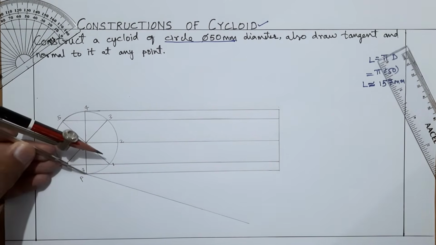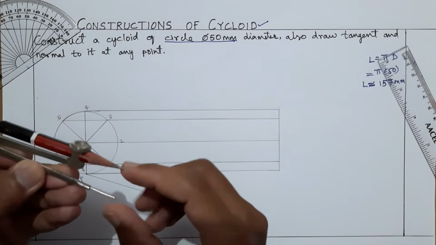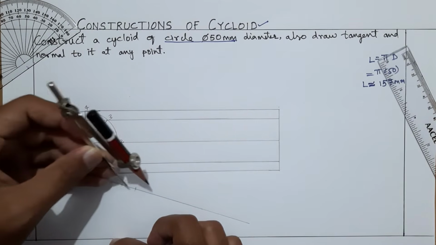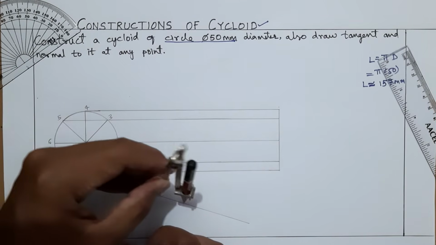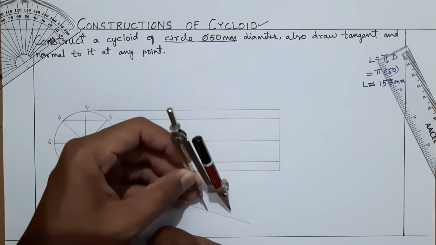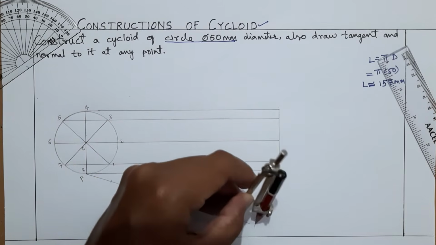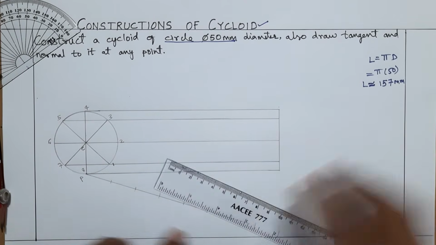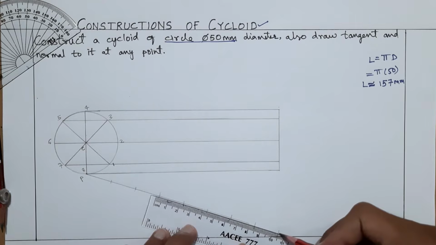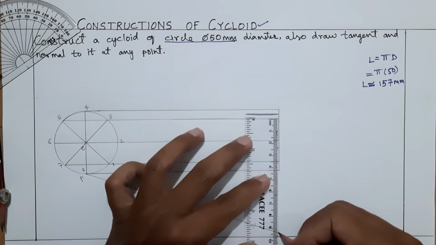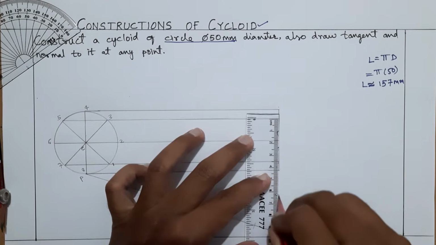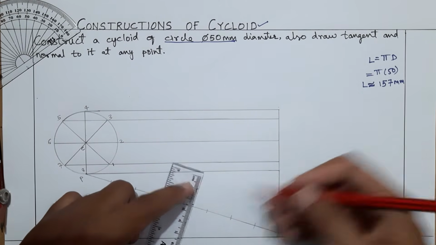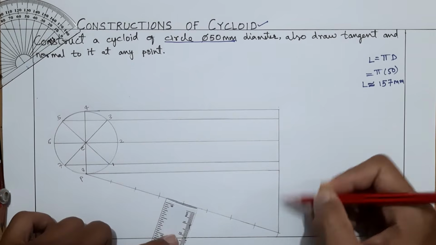Now divide this line with any radius. This is any radius, randomly I am taking. 1, 2, 3 4 5 6, somewhere here 7, here is the 8th. I'll extend this one. So the 8th point you have to join here. This point may be here or here, depending upon the gap distance you have taken. So wherever it may be, the 8th point you have to join.